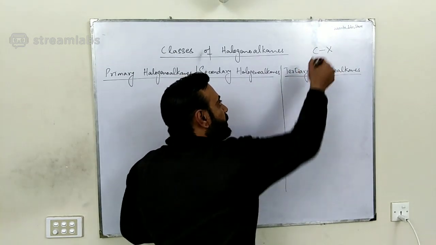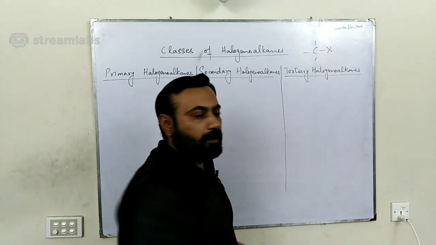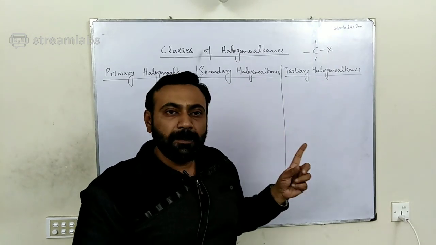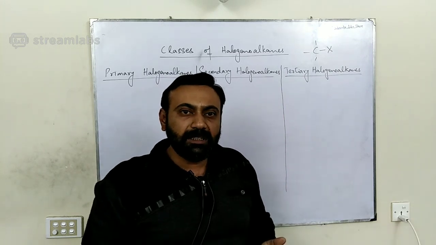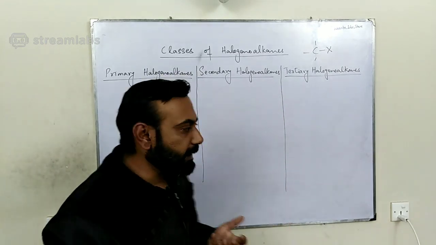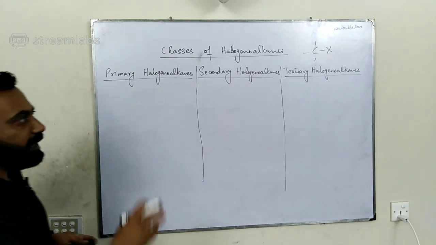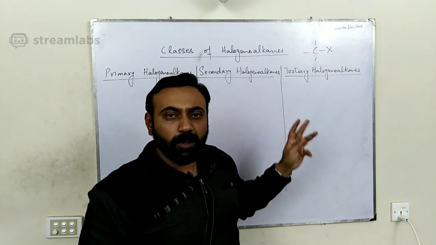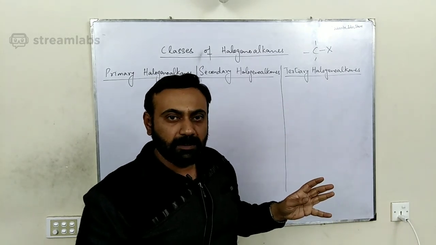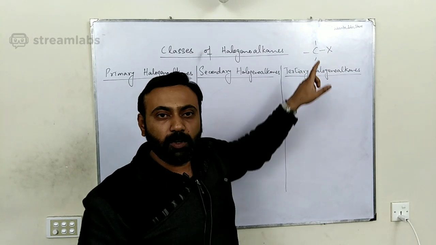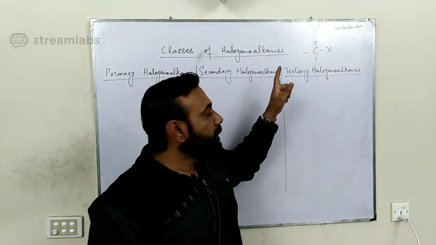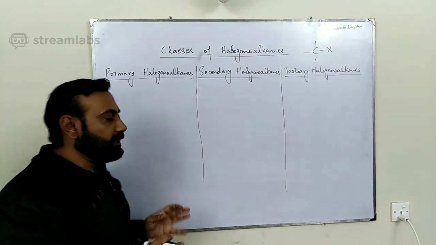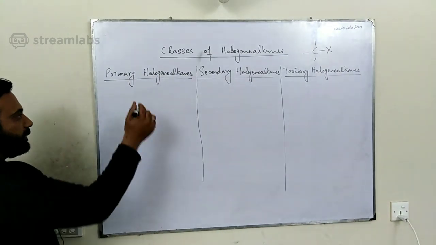But there are still 3 other bonds of this carbon atom. Now, what type of radicals are bonded to these 3 bonds? That determines the type or class of halogenoalkanes. If a carbon atom involved in the functional group is bonded to 2 or 3 hydrogen atoms, that is, if all these bonds are bonded to hydrogen atoms or 2 of these 3 bonds are bonded to hydrogen atoms, then the halogenoalkane is a primary halogenoalkane.